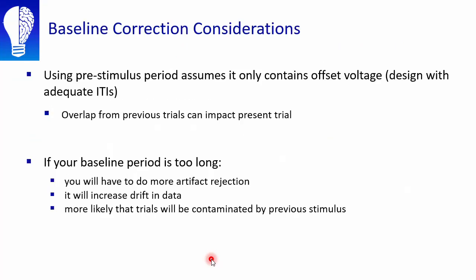Again, some considerations. Use an adequate intertrial interval so that you can basically meet the assumption that the activity is just offset voltage, not overlap from a previous trial that could impact things. The other thing is you don't want to use too long a baseline period, because you're going to have more artifact rejection, and you could get some contamination from mental events that are happening before the stimulus even appears.